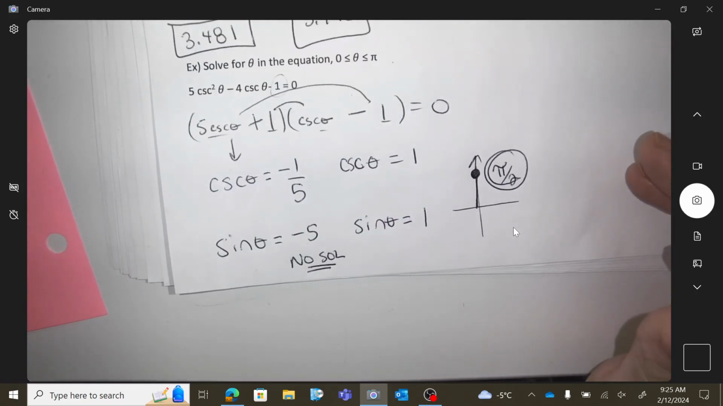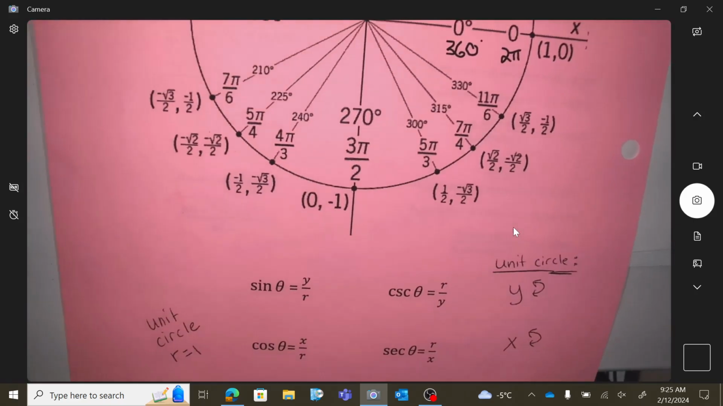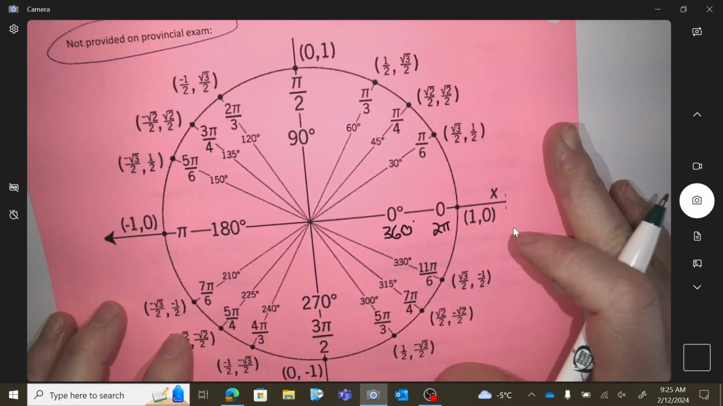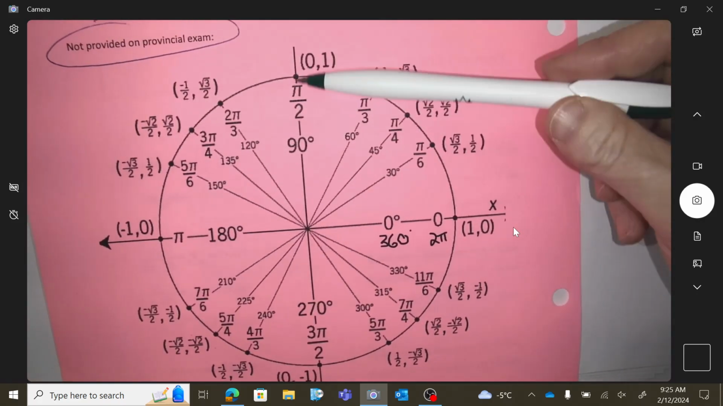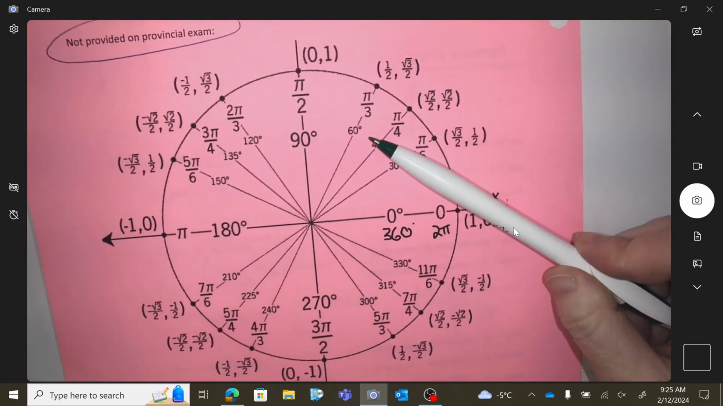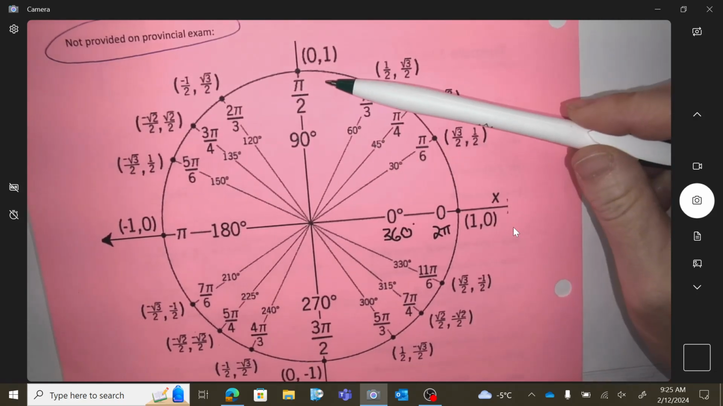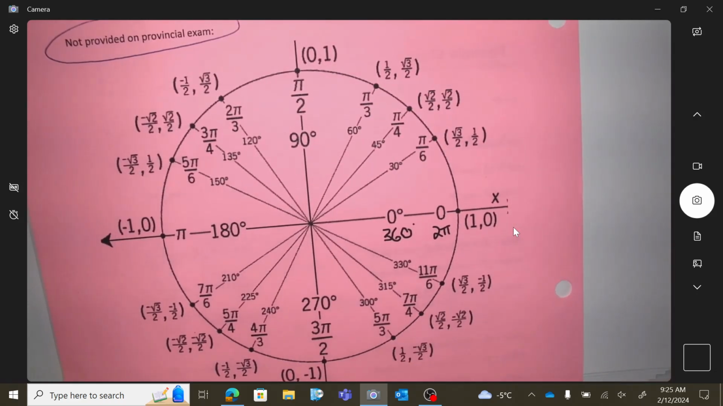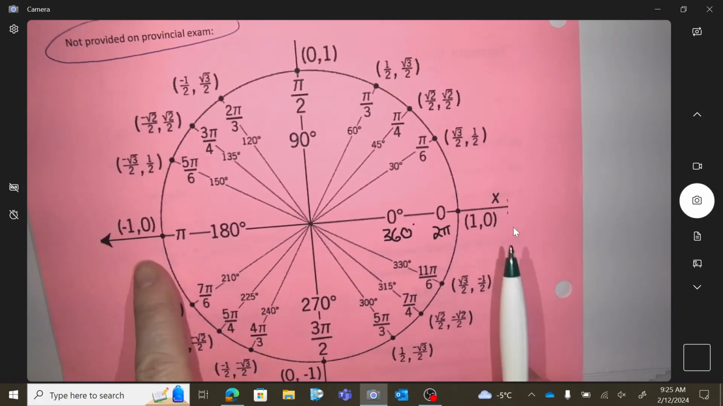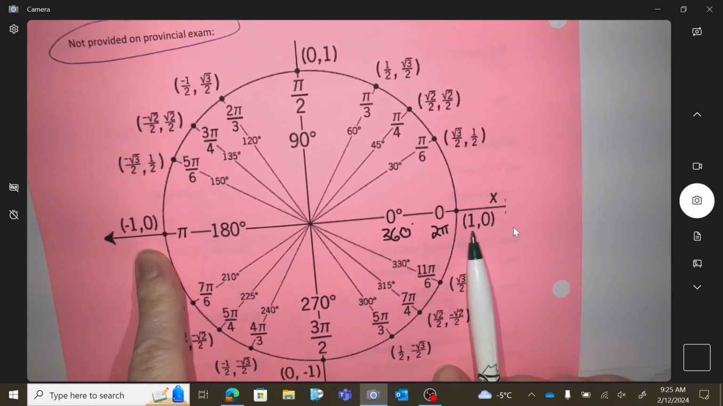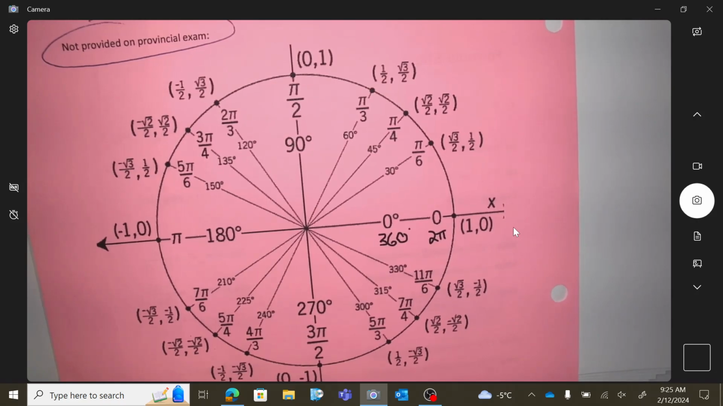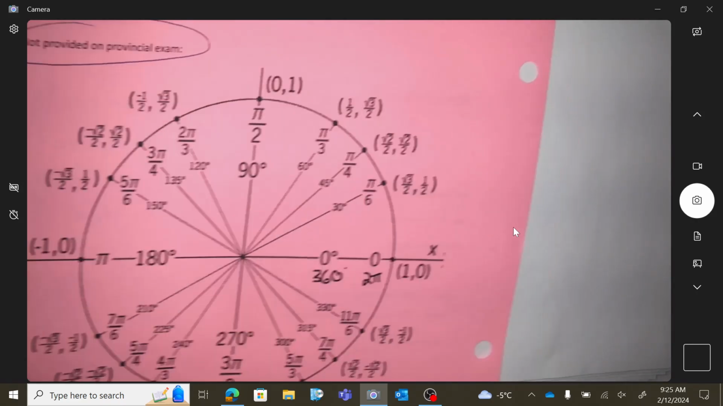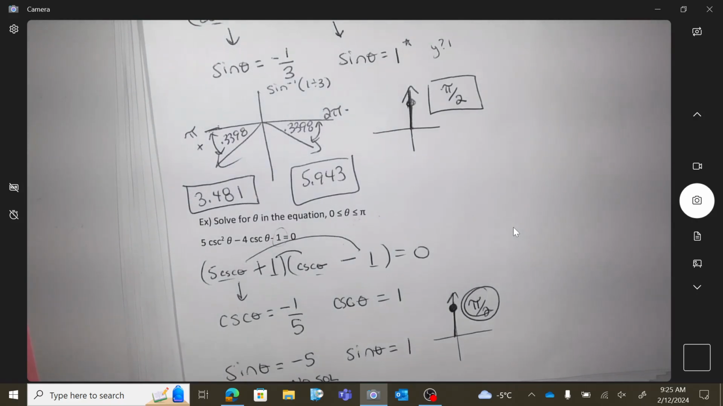Okay, here's something to know. On a unit circle, sine is the y values. If your y value is anything outside of 1 or -1, it will never work. Same with your cosine values, because cosine is x. The trig values for cos are never going to go outside of 1 and -1. So that's something to know. When you get to that point, there's no solution. Only for cos and sine.